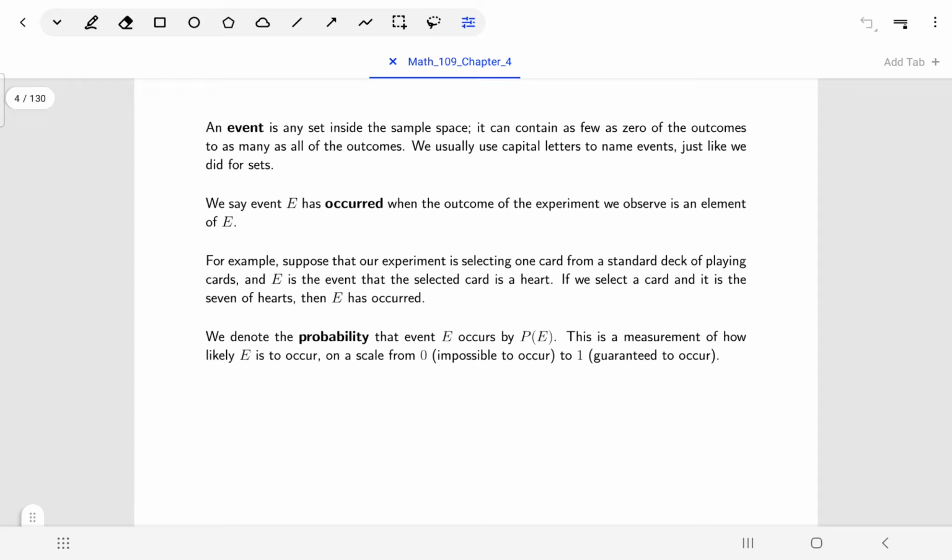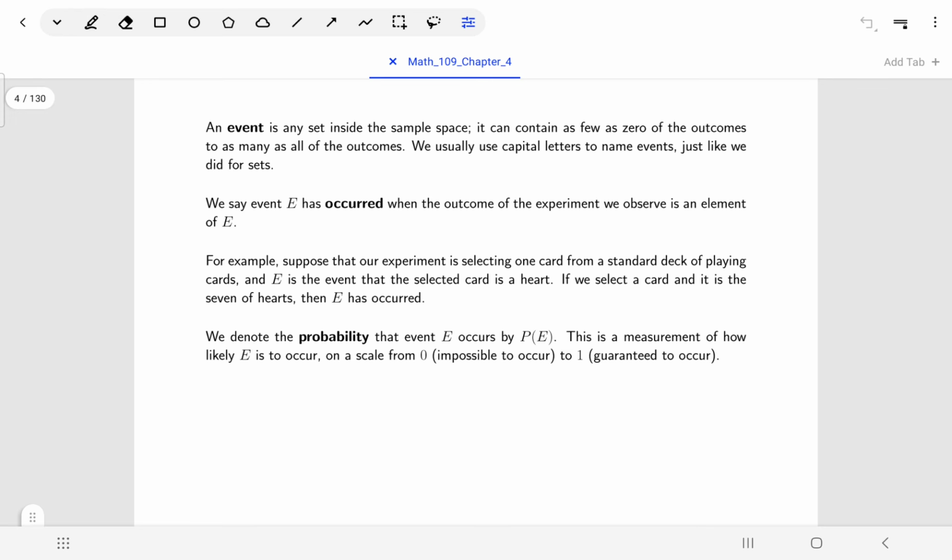So, for example, if my experiment is to select a card from a deck, and the event that I'm interested in is, did I select a heart, yes or no? Well, if I pull a card from the deck and it turns out to be a heart, then that event occurs. And if I pull a card from a deck and it's not a heart, then that event did not occur. So when we're talking about these events, we're interested in did they occur or not, or actually what we're really interested in for probability is how likely they are to occur or not. And that's what probability is.